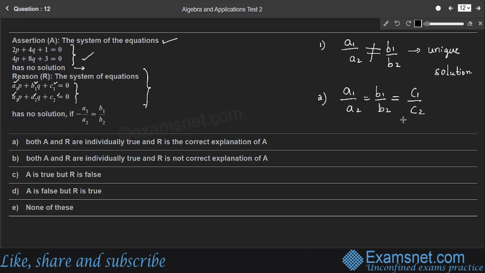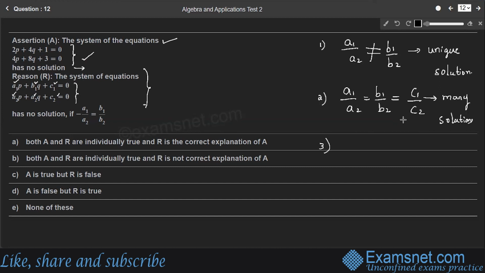When the ratios are equal, then there will be infinitely many solutions. So such a system of equations will have many solutions, infinitely many solutions, right?